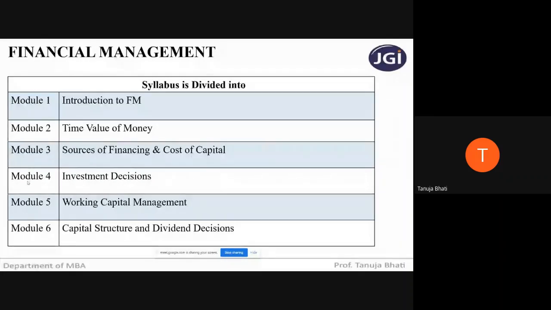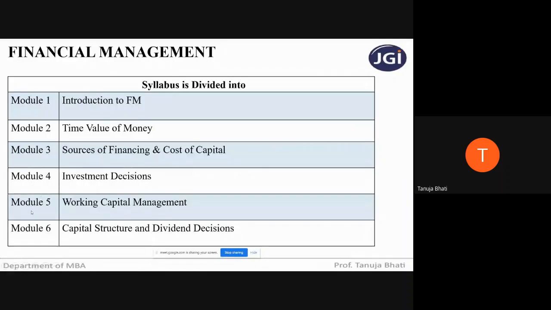In module number 4, we will be seeing investment decisions. Under investment decisions, we will be seeing that once the finance is procured, how is it to be utilized? That means once you have received the finance, in which projects are you going to apply or utilize this finance so that you get optimum results and maximum returns. How to make those investment decisions, we will be studying under module number 4.